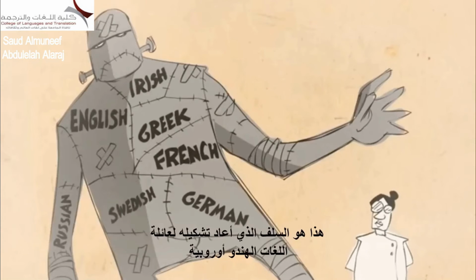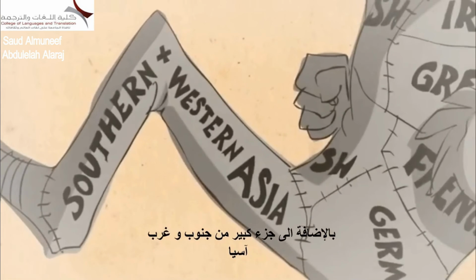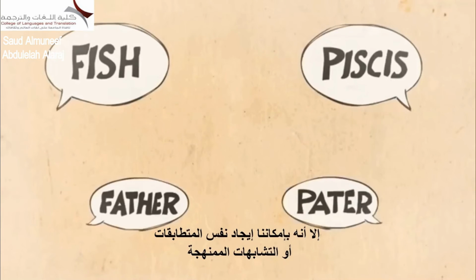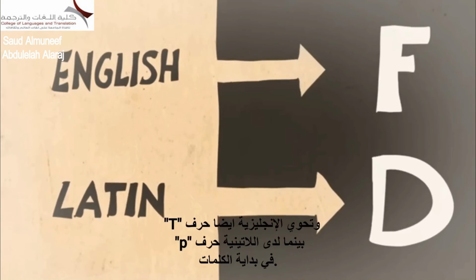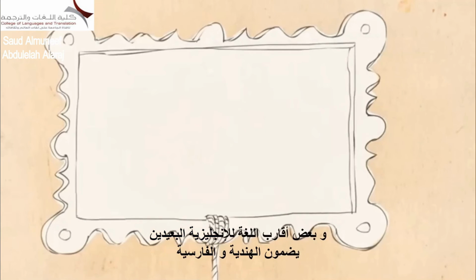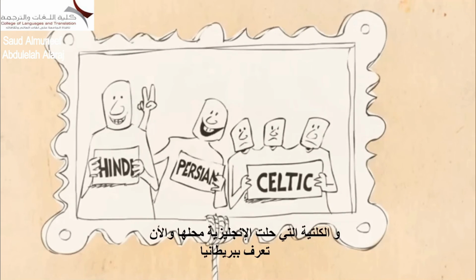This is the reconstructed ancestor of the Indo-European family that includes nearly all languages historically spoken in Europe, as well as large parts of southern and western Asia. And though it requires a bit more work, we can find the same systematic similarities, or correspondences, between related words in different Indo-European branches. Comparing English with Latin, we see that English has T where Latin has D, and F where Latin has P at the start of words. Some of English's more distant relatives include Hindi, Persian, and the Celtic languages it displaced in what is now Britain.